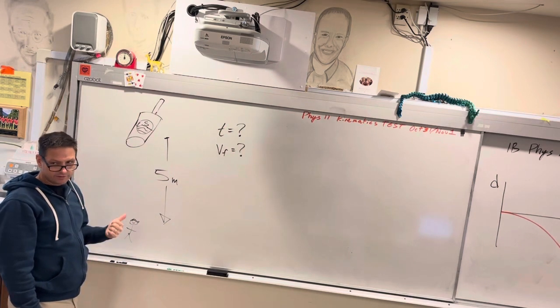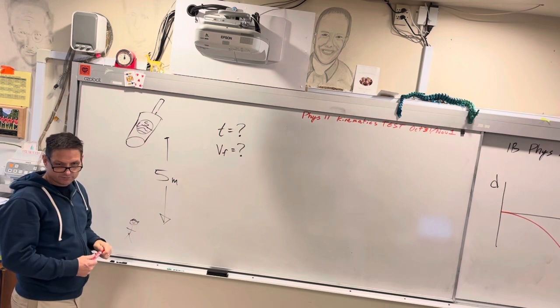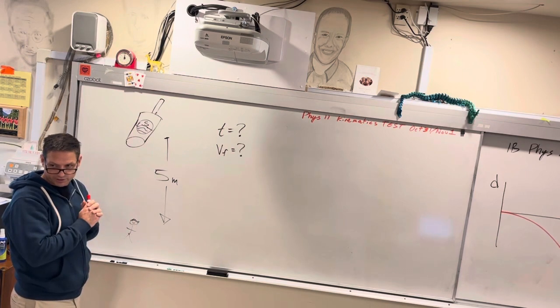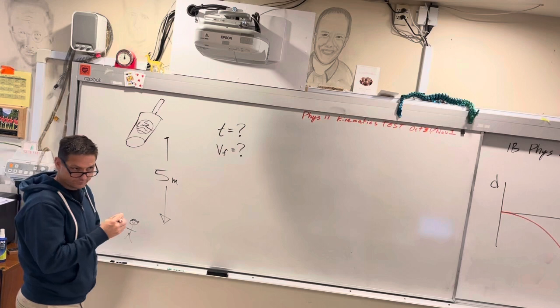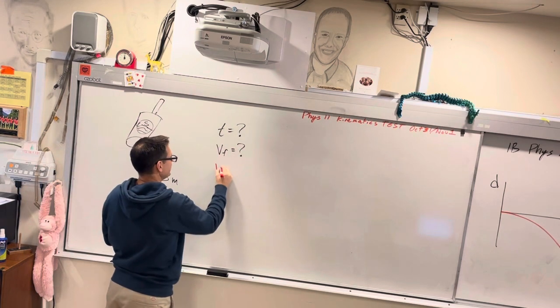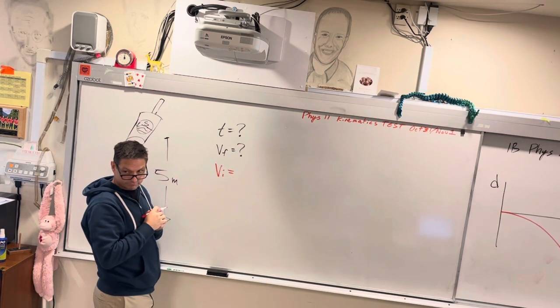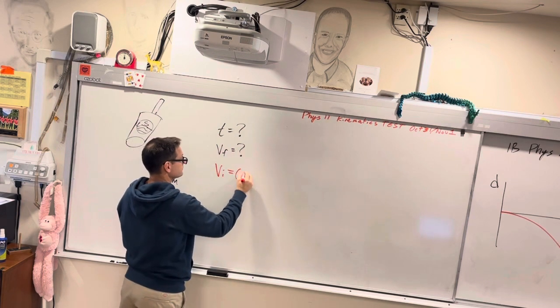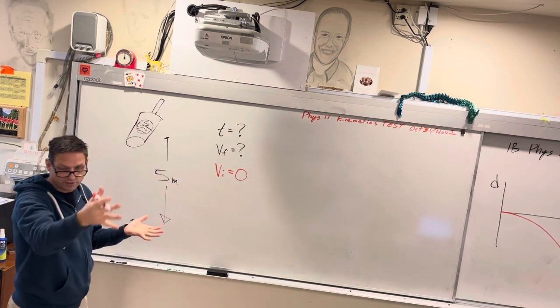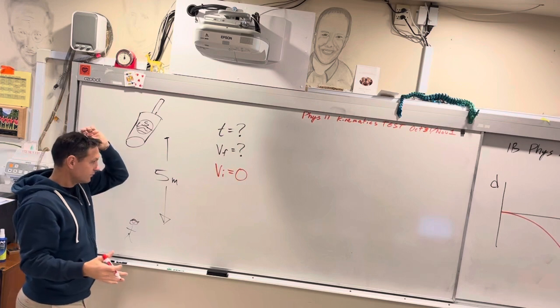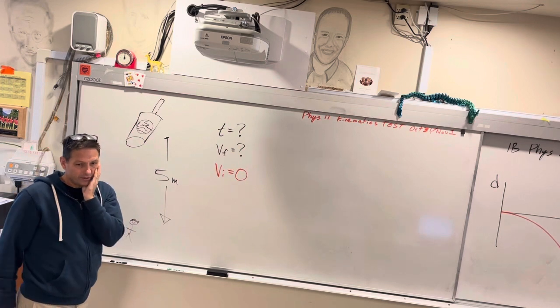What number did I not tell you, but we know and we can work with? Okay. Initial velocity. Okay, good. So VI is 0, yeah, because we drop it, you know it starts at 0. There's one other number as well.